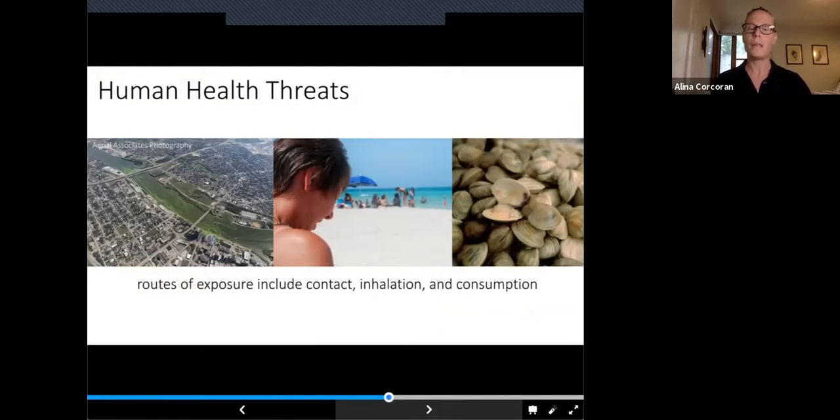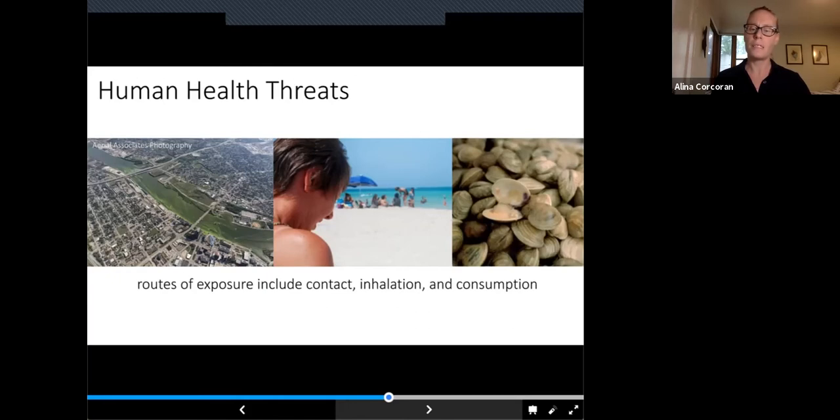Blooms also threaten human health, and the routes of exposure there include contact, inhalation, and consumption. So if you go swimming in a bloom, you can experience skin irritation, a rash. Typically, if you shower, those symptoms are minor. Some taxa produce toxins that can become aerosolized with winds or with sea spray. And for most people, when we breathe in those toxins, we experience respiratory irritation, and that can present as a tickle in the throat, coughing, sneezing, itchy, watery eyes. But for people with chronic health conditions, at-risk populations, people specifically with respiratory conditions, these symptoms can be much more severe and require medical attention.